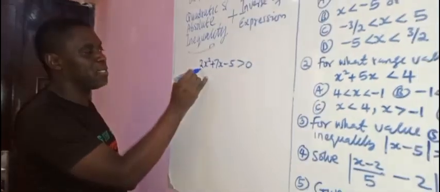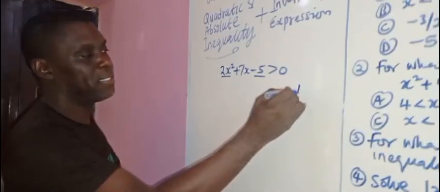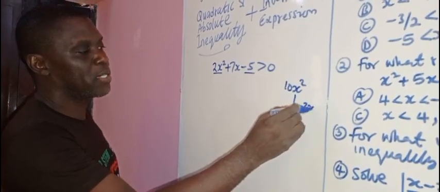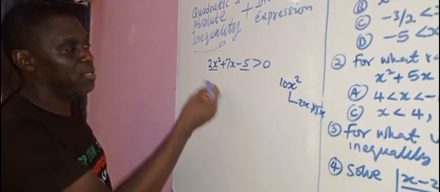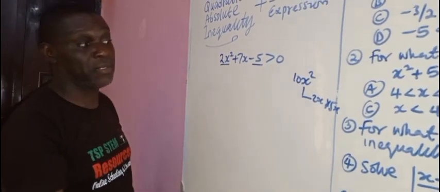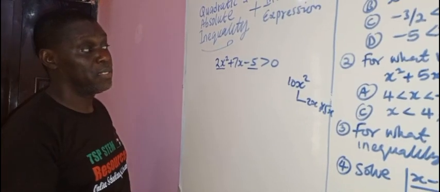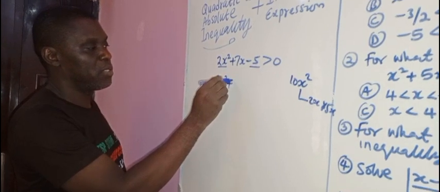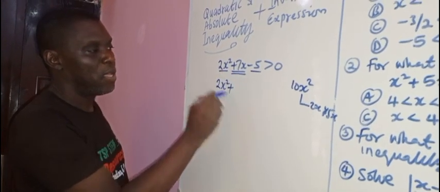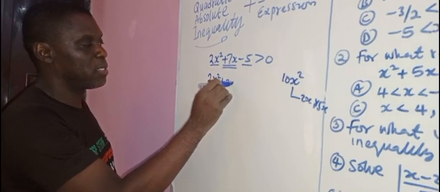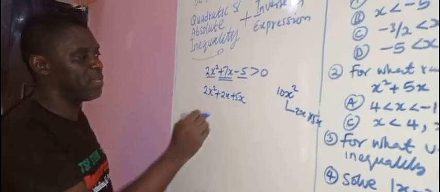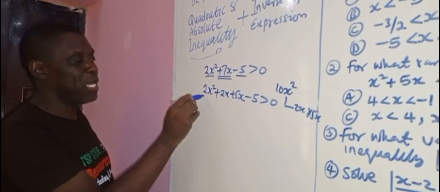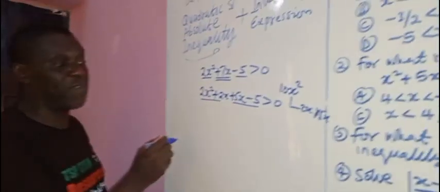Now, if you look at this, that's 10x squared. I split this into 2, that will be 2x and 5x. 2x plus 5x is 7x, so that's what I need. So this is 2x squared plus, instead of this one now, I will put 2x plus 5x because it gives me 7x, then minus 5 greater than 0. Greater than 0, sorry. So I will take this 2, I'll be able to factorize this.